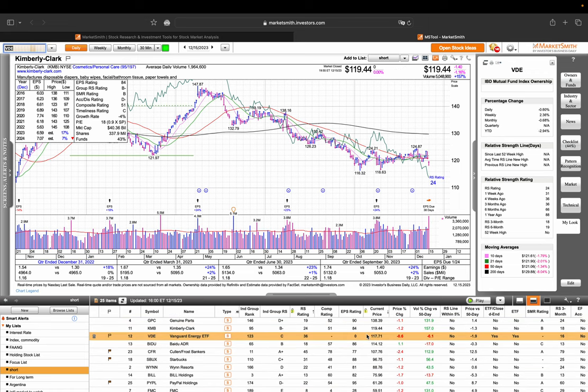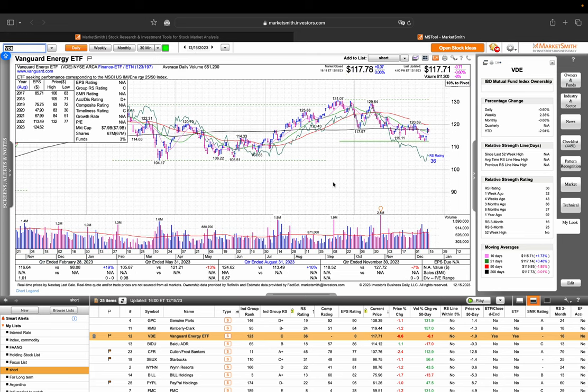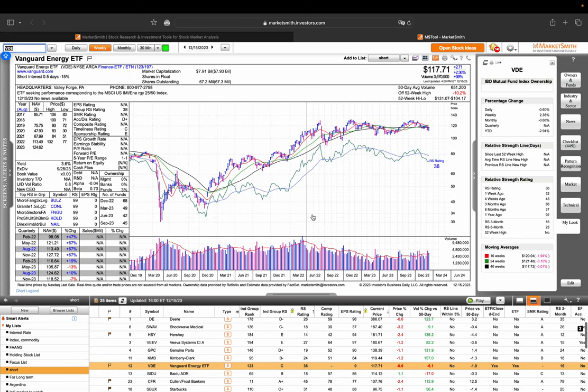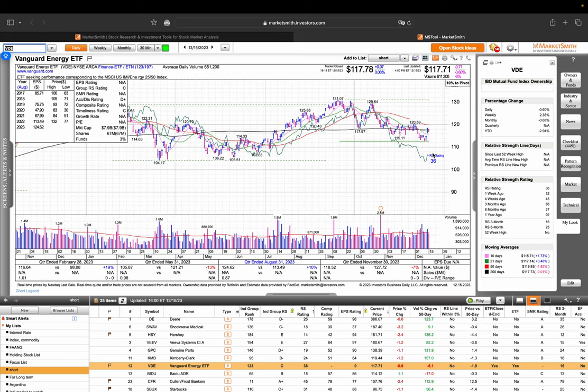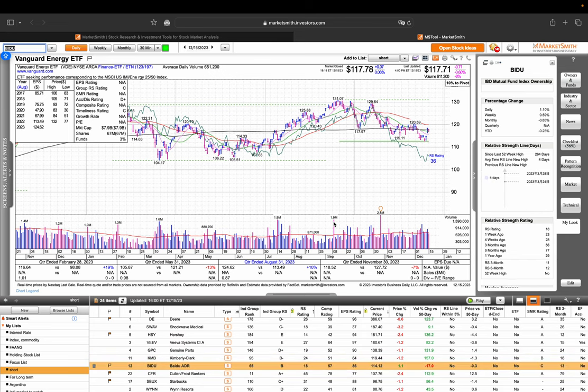Okay, so this is an energy ETF. Well, it's mostly sideways, you see. It's in a price range, so I shouldn't really short it. So I just delete it from the list. Okay, let's go next.